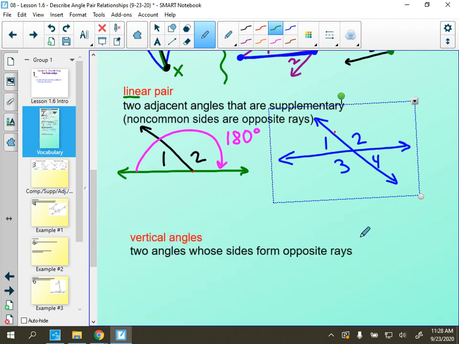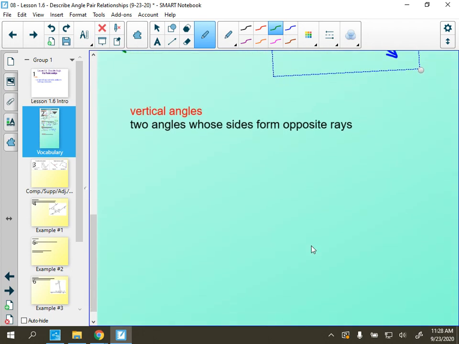All right, last vocab word here is vertical angles. Vertical angles are 2 angles whose sides form opposite rays. I think that's a good, nice, short definition, but the problem is if you're not super strong with what opposite rays are, that might not mean a whole lot to us. Okay. For this one, I'm going to add kind of a follow-up note. Think the letter X or T even, which we kind of just looked at a second ago.